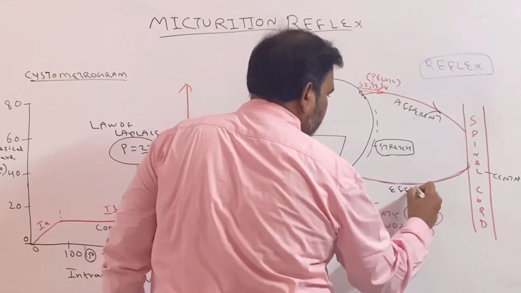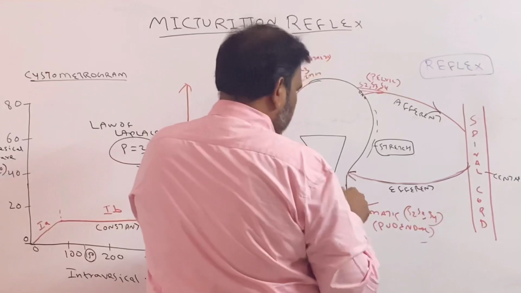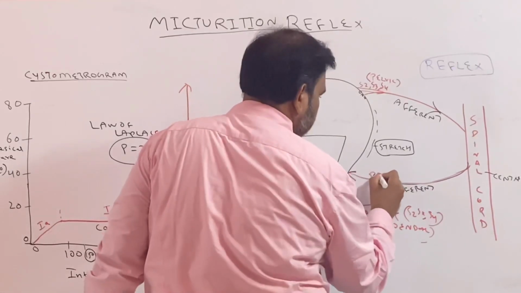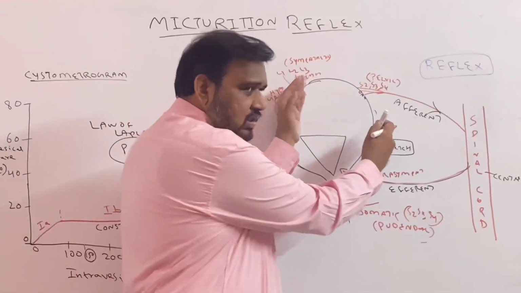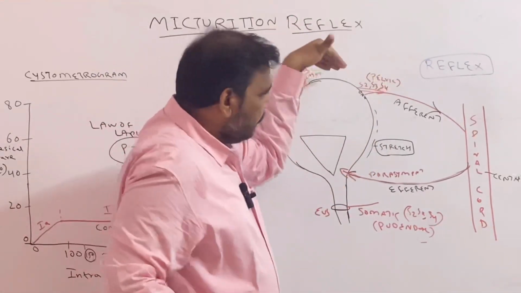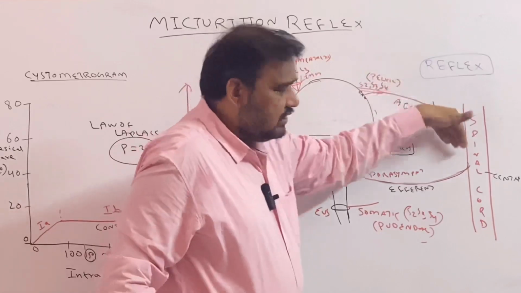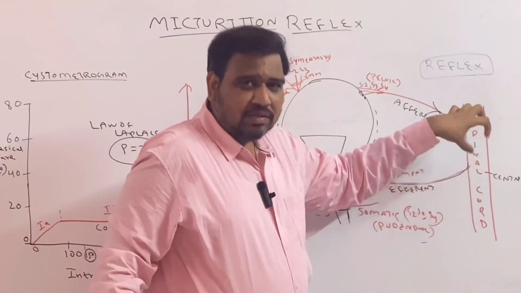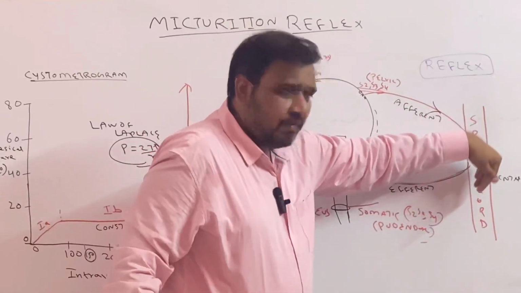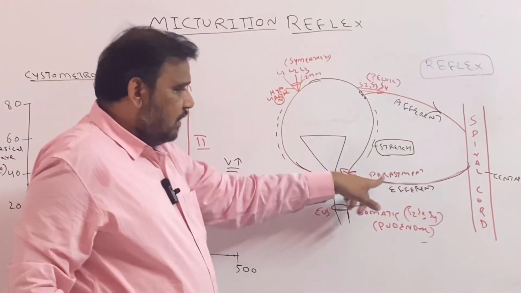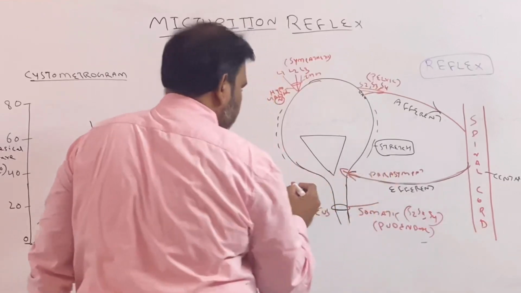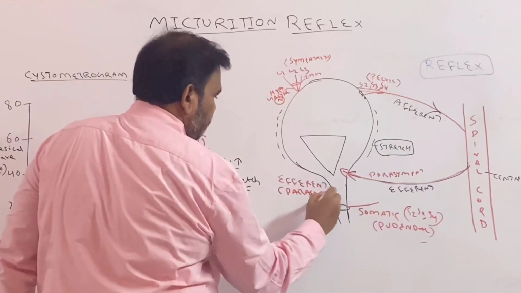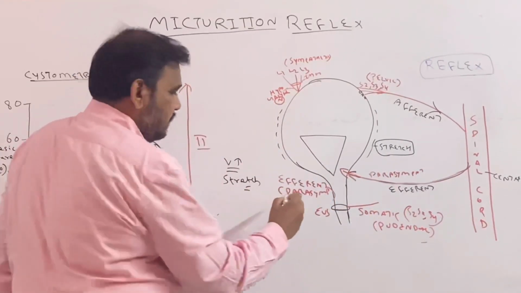It sends efferent, and efferent is also S2, S3, S4 parasympathetic. So as the bladder is filled, there is a stretch. This stretch causes the S2, S3, S4 pelvic nerves to reach the spinal cord, and the spinal cord is the center for micturition reflex, and from the spinal cord the efferents come in the form of parasympathetic. Now what does this parasympathetic do? Obviously we know it causes micturition.